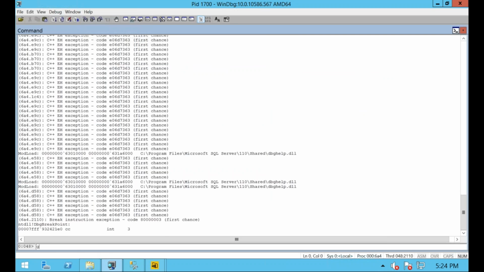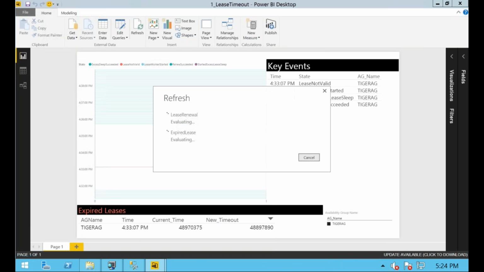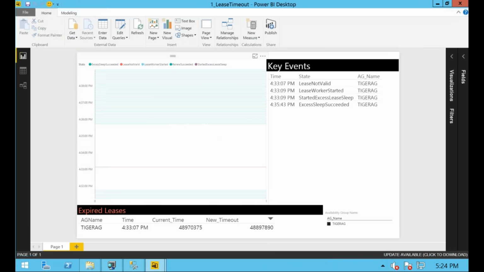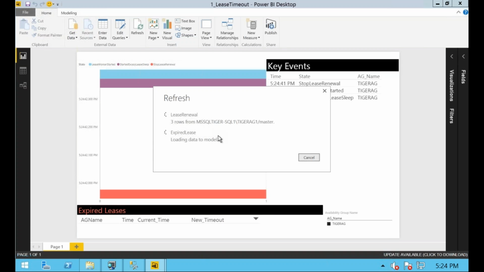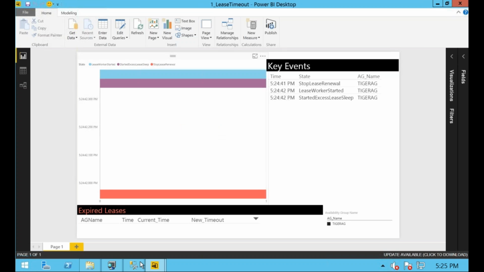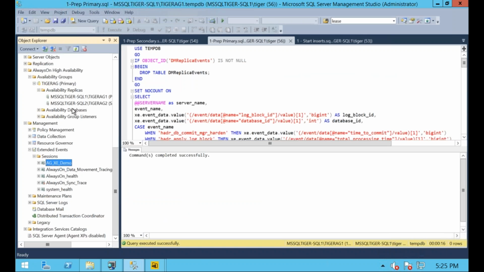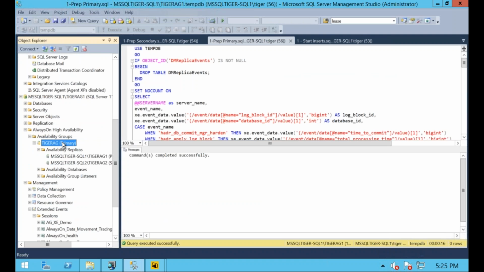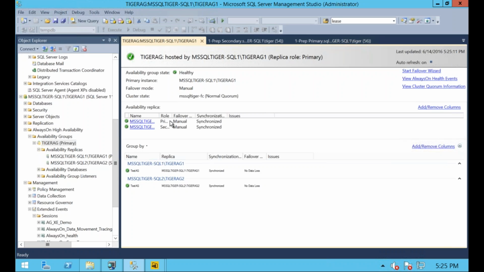So let me go ahead and restart the session, and let's see if my lease works, if it is able to work. Again, I see the white space over here. It started the extra sleep. Let me refresh again and see if it's able to bring something up. And let's go ahead and connect to the AlwaysOn dashboard and see if something failed. If it failed over, no, it did not. So there is no failure. It did not fail over anywhere.